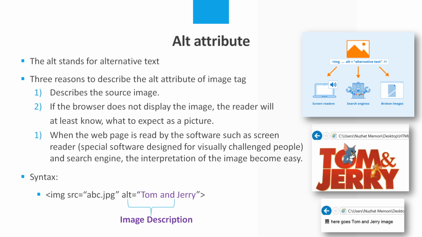And the third point is when the web page is read by software such as a screen reader, special software designed for visually challenged people, and by search engines, to interpret the image easily. Blind people and search engines can't see images. They read the alternative text and come to know what the image is for. So a visually impaired user can use a screen reader, that is special software, to read the alternative text. Search engines like Google, Yahoo and others have the same problem as the blind user. A search engine can't see the image, so it reads the alternative text to identify the image content.